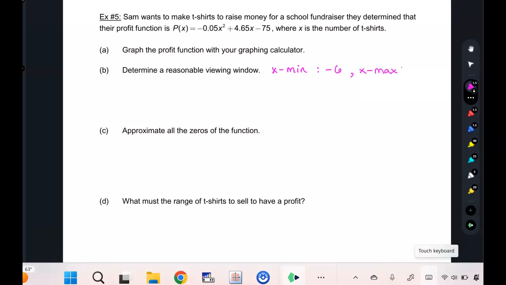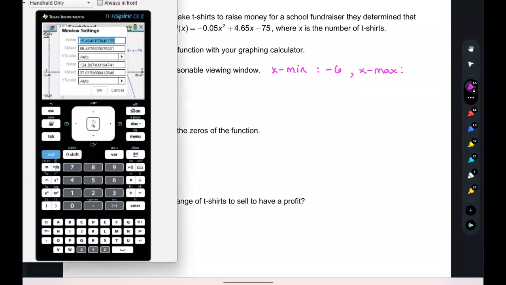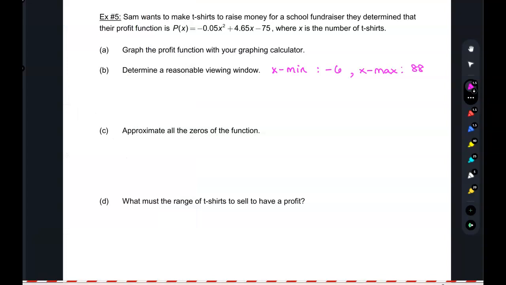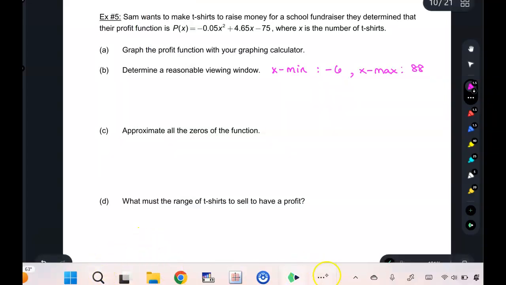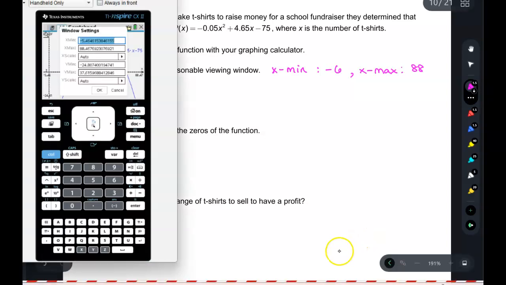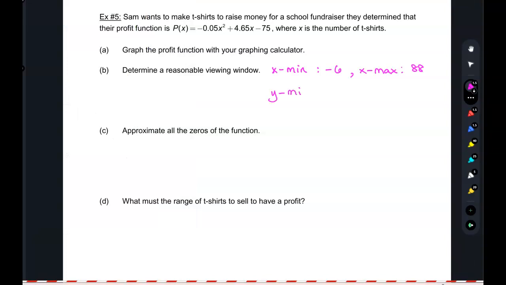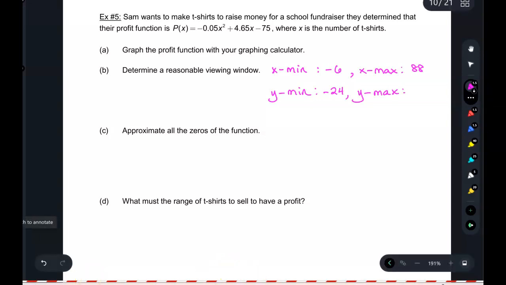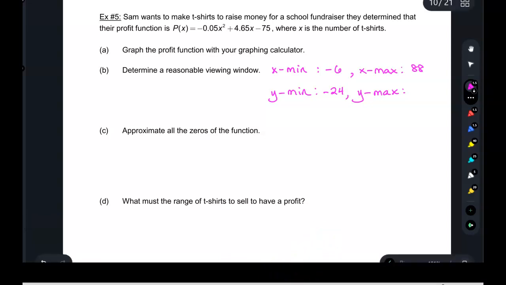My x maximum, it looks like 88. Again, these are approximations. You can have a different viewing window and it still works. And then a y minimum of negative 24. Your numbers are much smaller than mine. Is your graph really tiny? Well, that's fine. I have 71, and 88, and then 52. That's okay. You still have a good viewing window of your graph.